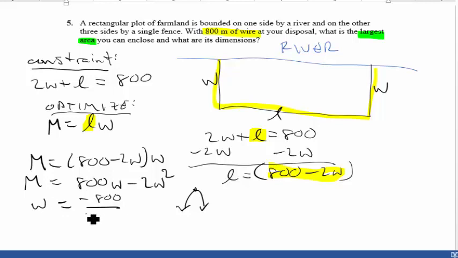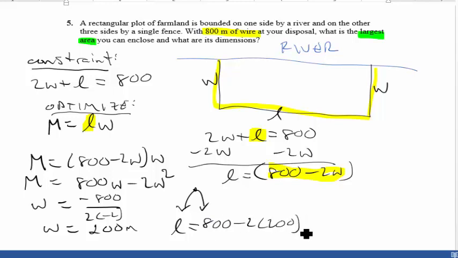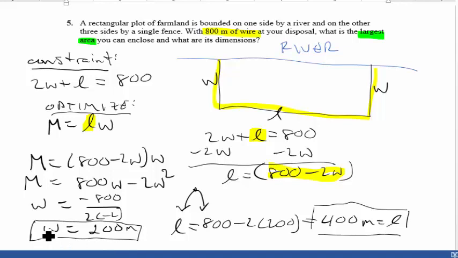So we do negative 800 over 2 times negative 2, which is negative 800 over negative 4, which is actually going to be 200. So our width is going to be 200 meters, and our length then is 800 minus 2 times 200. All I did was plug in 200 for W in this equation up here. So I get 800 minus 400, which is 400. So that's my length. So my length is 400 meters, and my width is 200 meters.